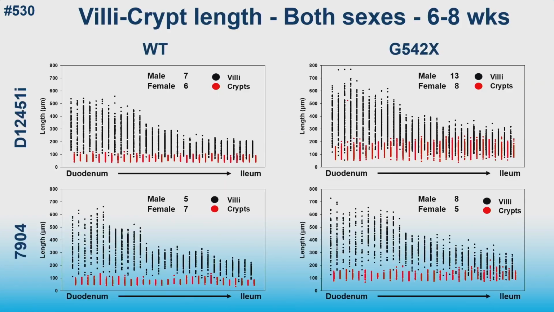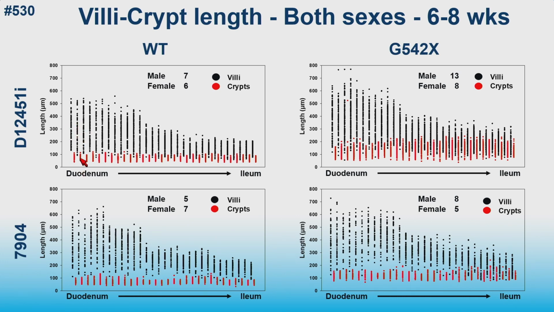In all of our results, sex did not make a difference, so the sexes were combined for everything that you're going to see now, but in every case I indicated how many were male and how many were female. This is the effect on our villi and crypt length measurement. The top two panels indicate the protective diet, the bottom two, the diet with cholide.